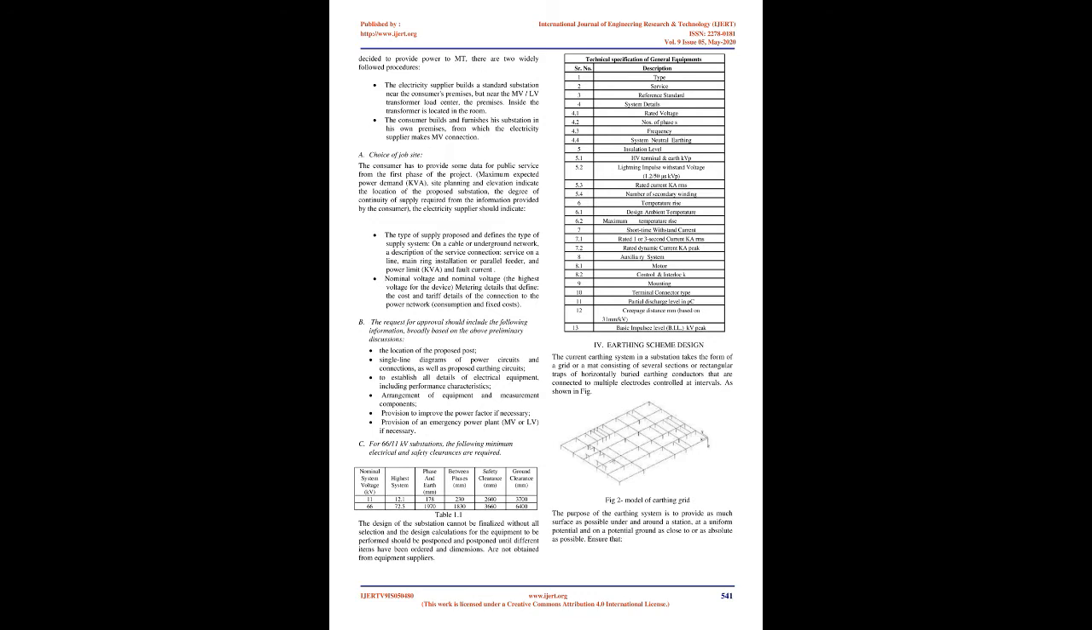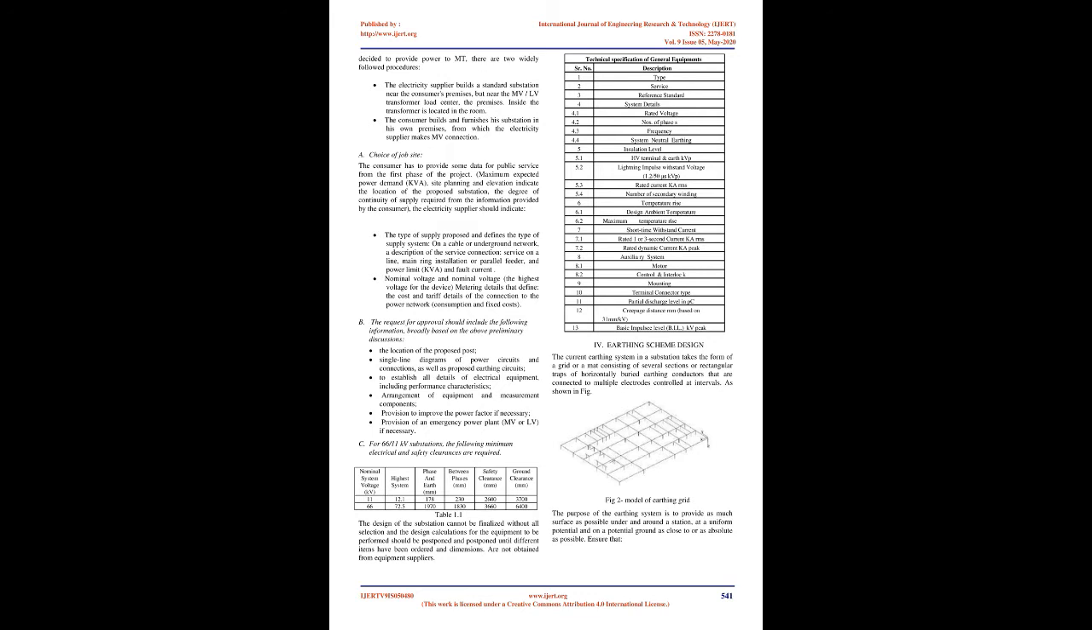Second, the 11/0.433 kV substation. The decision on MV or LV supply will depend on local conditions and considerations such as those mentioned above, and will usually be imposed by the utility. When it has been decided to provide power at MV, there are two widely followed procedures. The electricity supplier builds a standard substation near the consumer's premises, with the MV/LV transformer located at the load center inside the premises. Or the consumer builds and furnishes his substation in his own premises, from which the electricity supplier makes the MV connection.